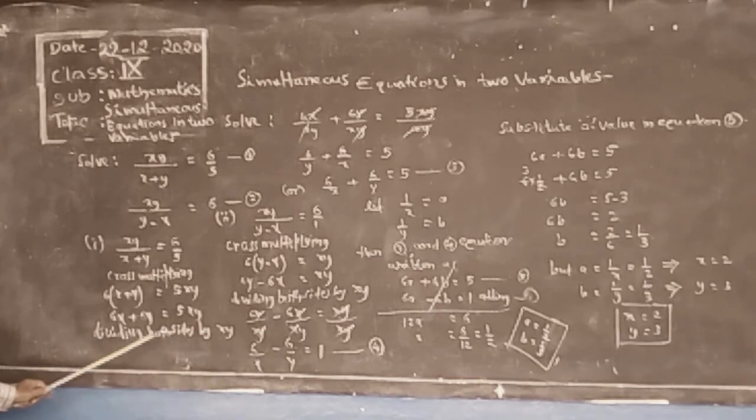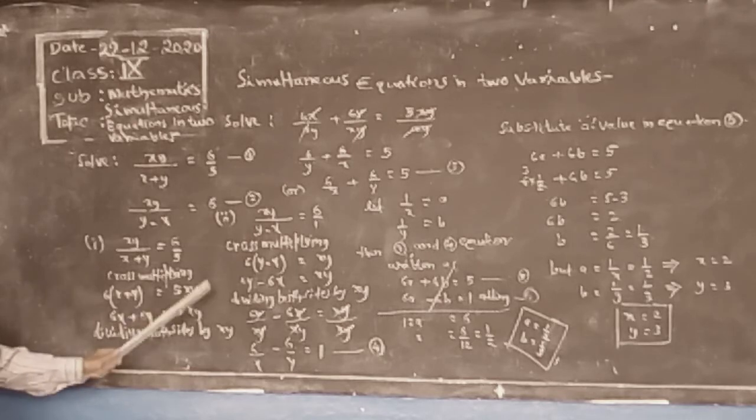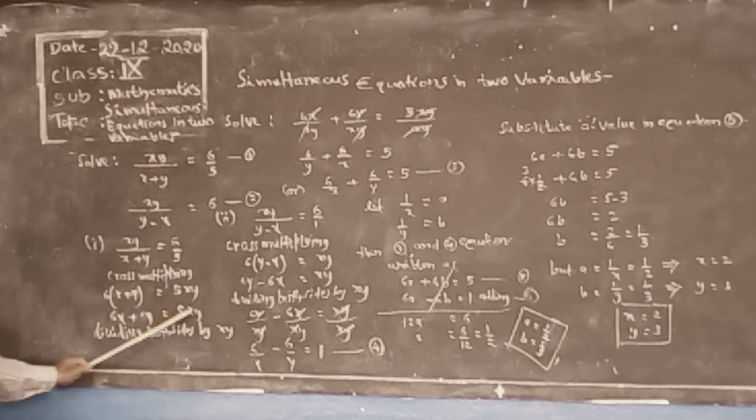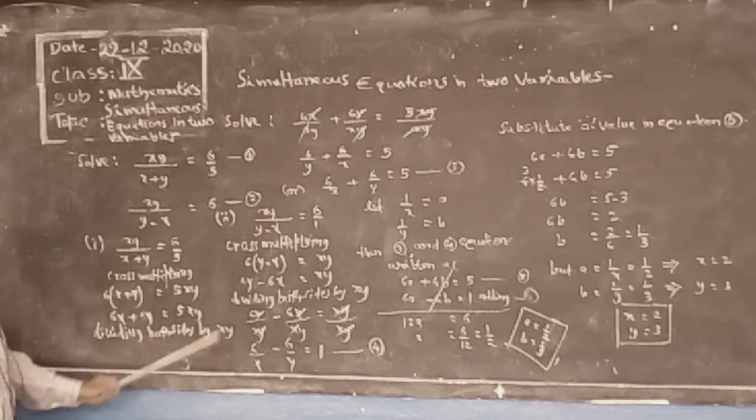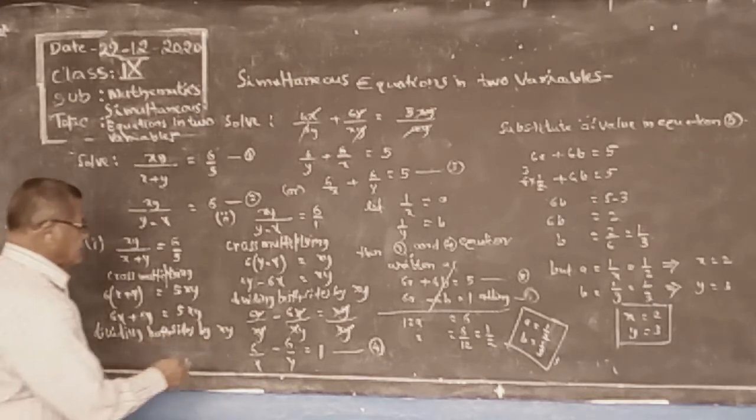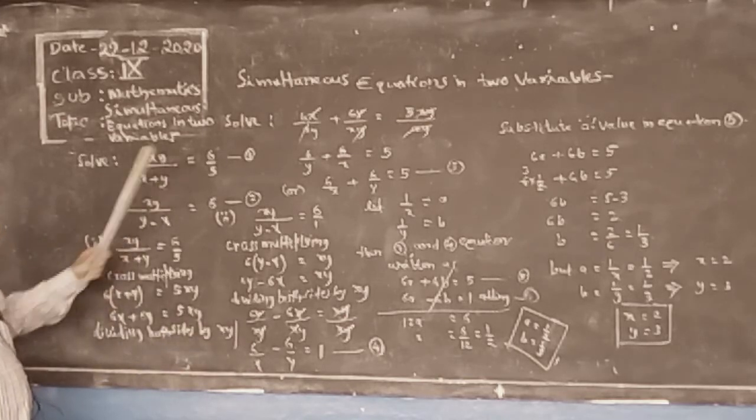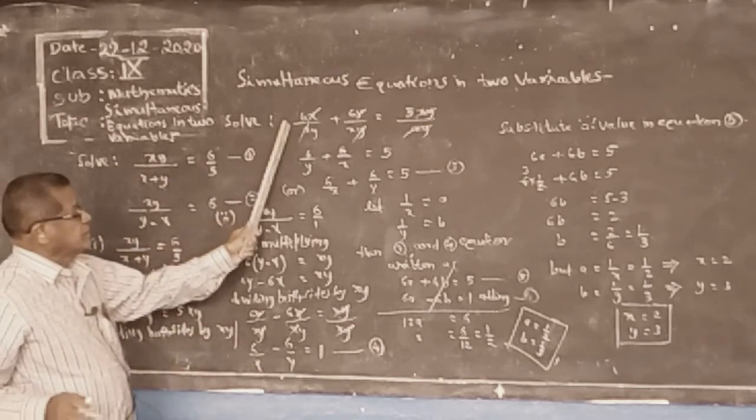See, the variables are in the right hand side. In simple equations, only x and y are in the left side, only constants in the right side. But on your right side, xy is there. They are in two forms. So let us divide both sides by xy. We are dividing both sides by xy.